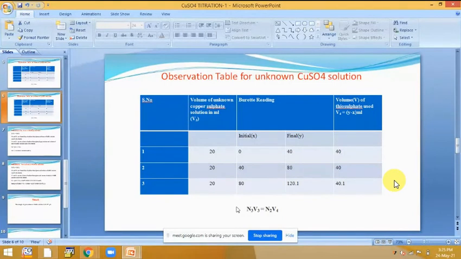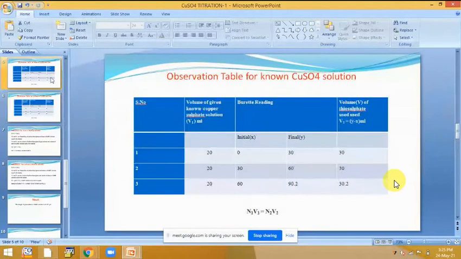You got my point? First step, you titrate known copper sulfate with hypo solution to get the exact concentration of hypo. Now the hypo concentration is your known, and in the second step, hypo versus unknown copper sulfate. Now you have to determine the concentration of copper sulfate. So that means the two copper sulfate solutions will be different. First one will be known and second one will be unknown.